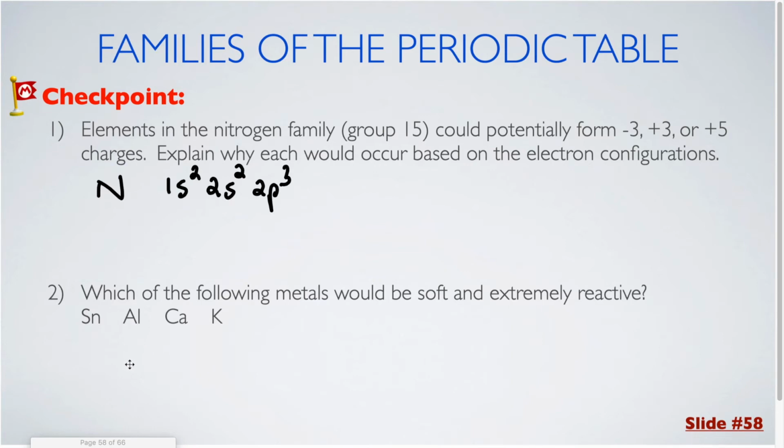Now for number 2, we are trying to figure out which of the following metals will be soft and extremely reactive. The most reactive elements are in group 1. They also happen to be extremely soft, so we are looking for a group 1 metal here. We do have group 2 alkaline earth metals, which are also somewhat reactive, but we wouldn't classify them as extremely reactive. So what we are looking for here is an alkali metal or a group 1 metal. Out of our possibilities here, that would be potassium. That is the only one of these 4 elements which would occur within group 1.